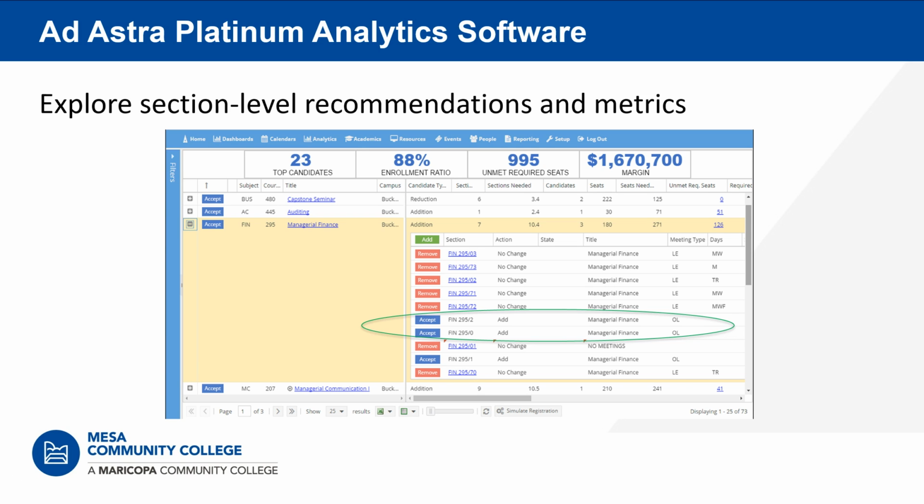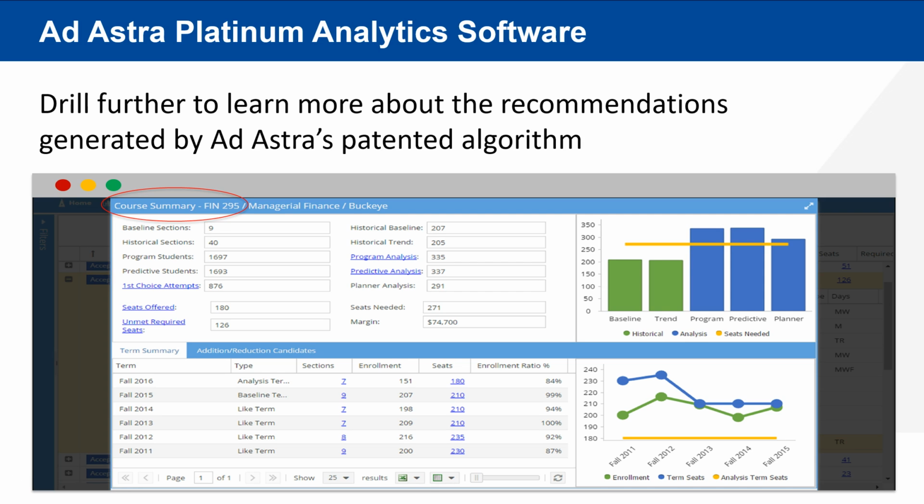If you think about the fact that Mesa Community College has over 3,500 sections and 1,200 distinct courses, knowing which courses really require our attention would be super helpful to weed through all of that to make some informed decisions. There's rich data you can drill down into this course, in this case Finance 295, Managerial Finance, and we'll find some interesting data here.